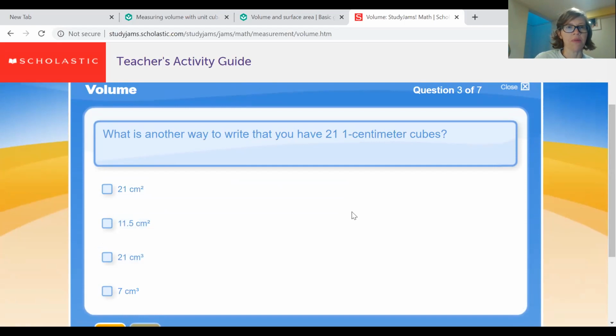And moving on to question number 3. What is another way to write that you have 21 1-centimeter cubes? Would you write it as A, 21 centimeters squared, B, 11.5 centimeters squared, C, 21 centimeters cubed, or D, 7 centimeters cubed? All right, you choose the best answer and we'll check them at the end. I'm going to go with C.